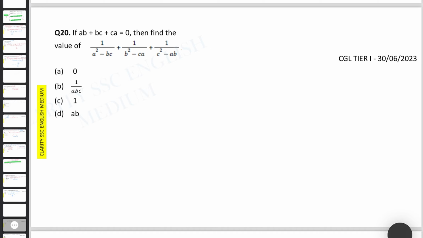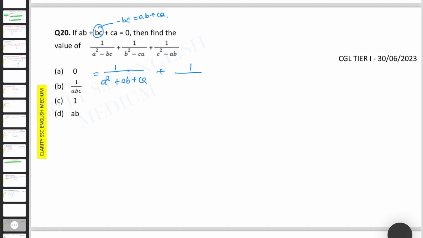Question number 20 says, if ab plus bc plus ca is equal to 0, then find the value of 1 by a square minus bc plus 1 by b square minus ca plus 1 by c square minus ab. Let's try to solve this question. We can write this expression in the form of 1 by a square, what is the value of minus bc? Minus bc is equal to ab plus ca. So I can write ab plus ca.